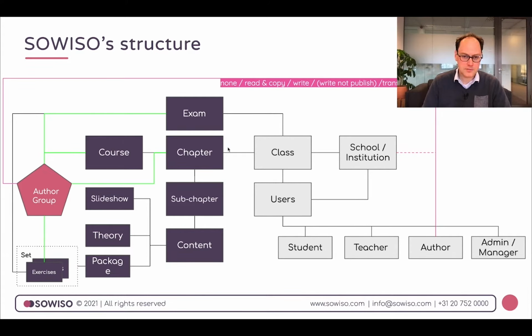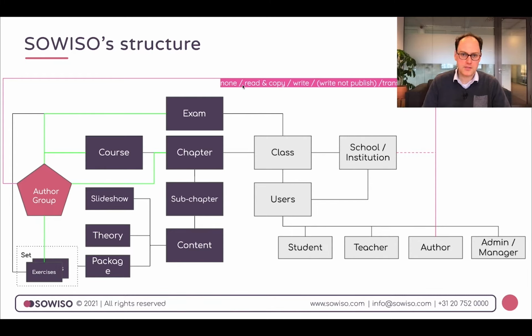The chapters are written by the authors, and they belong to an authoring group, as do the exercises and the exams, which means that all content items are somehow linked back to an authoring group. Then the way we set permissions in the system is that authors are also part of the authoring group, and there can be multiple permission levels.